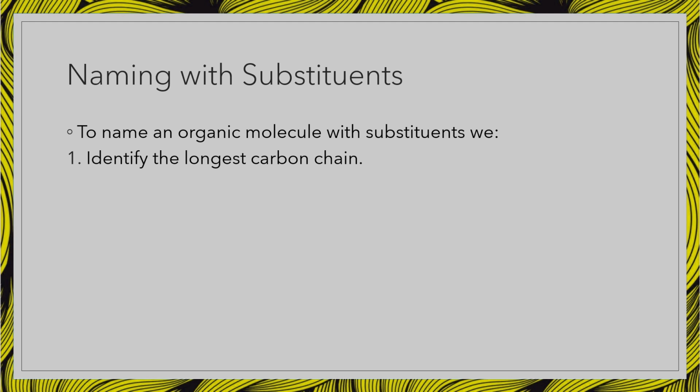So is it a hexane? Is it a heptane? Is it a pentane? What is it? We find the longest one. Now, it's not always going to be drawn in a straight line, and that's the key thing to remember, is that we need to just find the longest regardless of how it's drawn. We identify the type of chain. Is it an alkane, an alkene, or an alkyne?